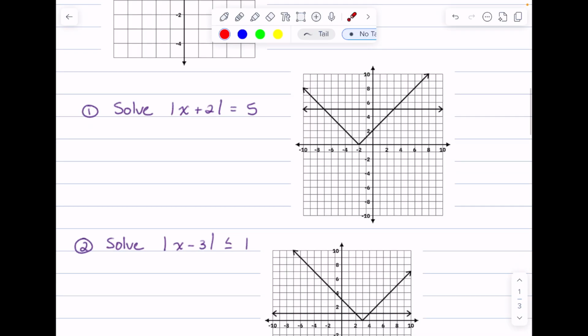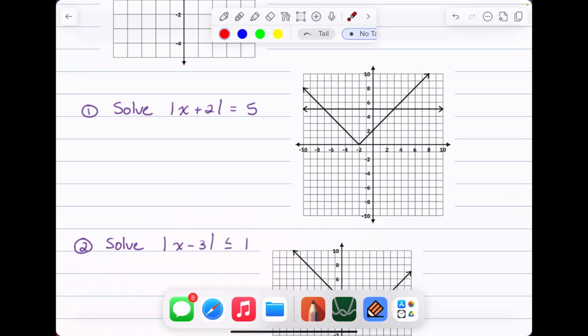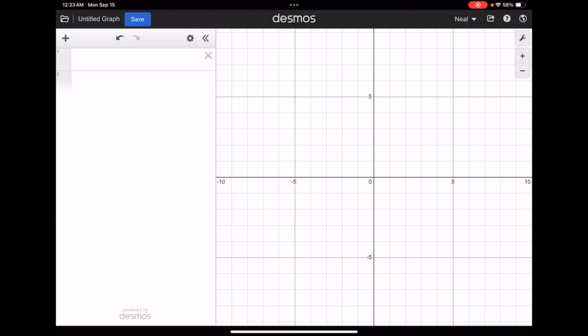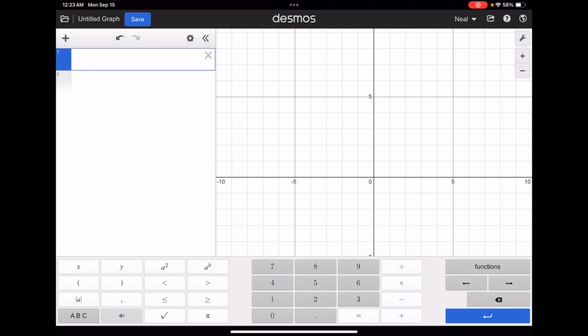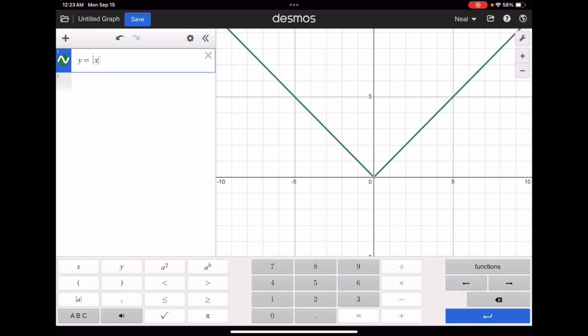I put the graphs here already, but I'm going to take you to Desmos to do one so you can see how to input it, and then I'll tell you what to do to solve for it. So let's do the first one, solve absolute value of x plus 2 equals 5. In Desmos, I would create one line, and I would type in y equals, and then right here in the lower left, right above the ABC button, is absolute value. And then I would put in x plus 2.